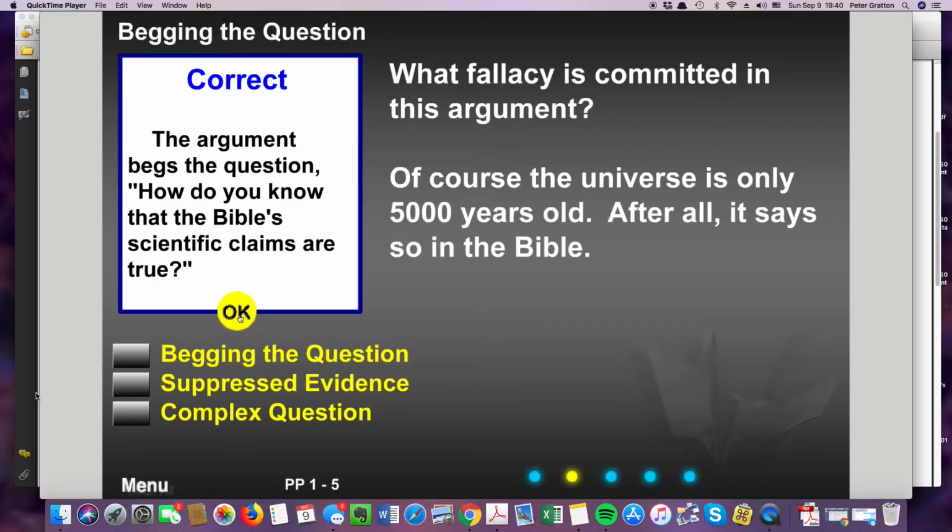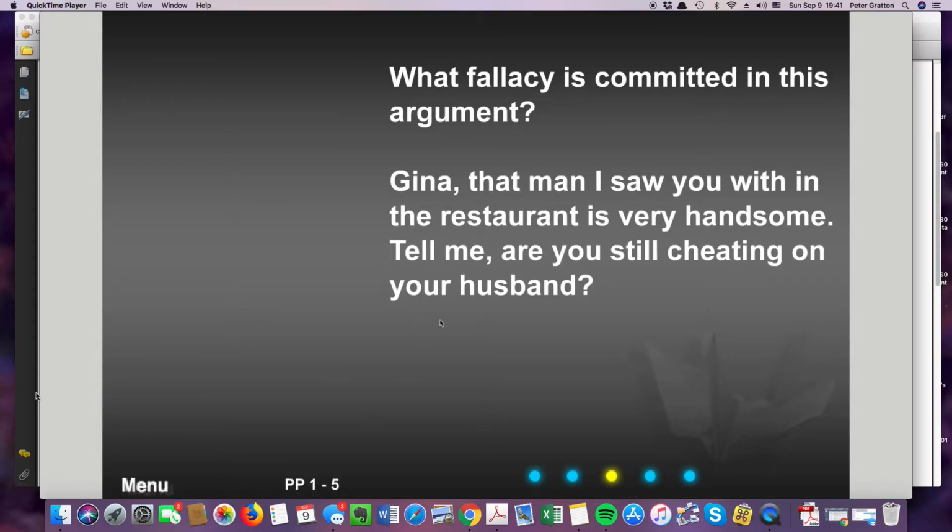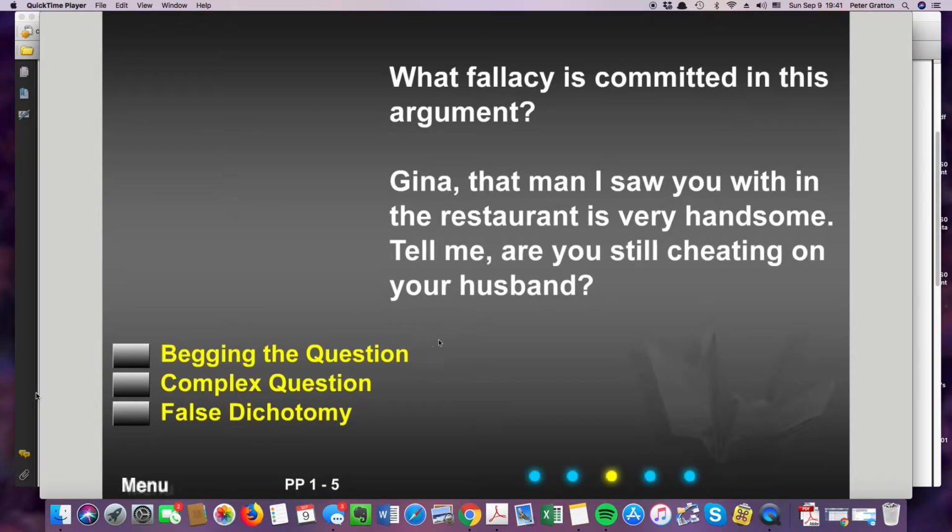Right? So that's what we would need to work on. In other words, it's begging the question, which is to say there are missing premises, which is another way of saying there's missing evidence for the Bible's claims being literally true. What fallacy is committed here?